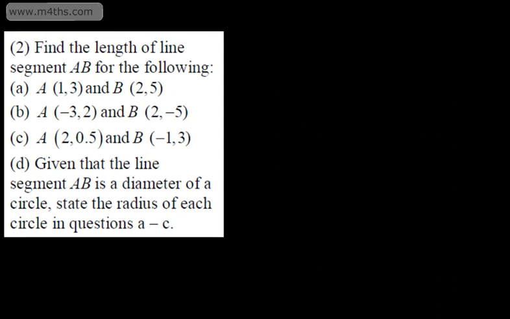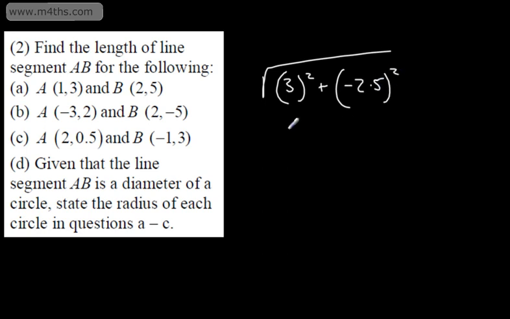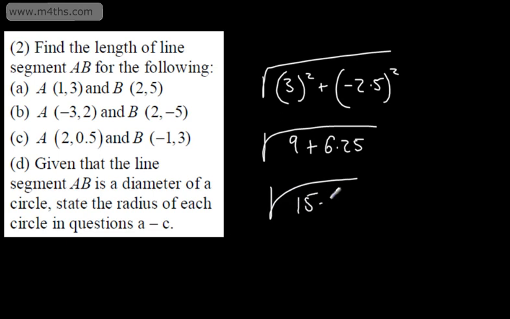Okay, let's look at question C. So what we've got here is 2 and -1. So this is going to be the square root of now 2 minus the -1, which is going to give me 3, which we need to square. And then we're going to have 0.5 minus 3, which is going to give us -2.5, which we need to square. So that's going to give me the square root of 9 plus 6.25, since 2.5 squared should give us 6.25. So that's the square root of 15.25.